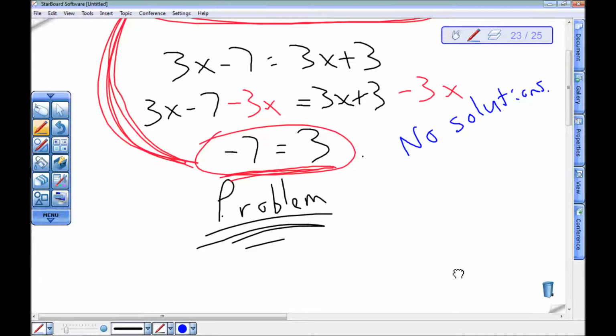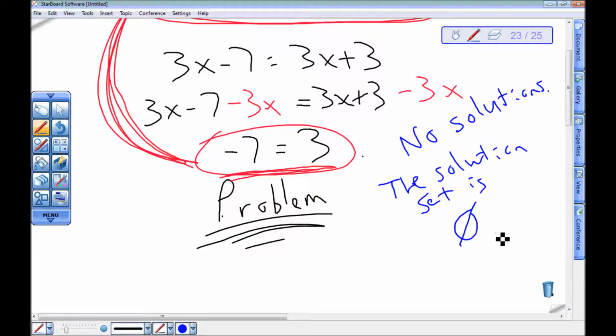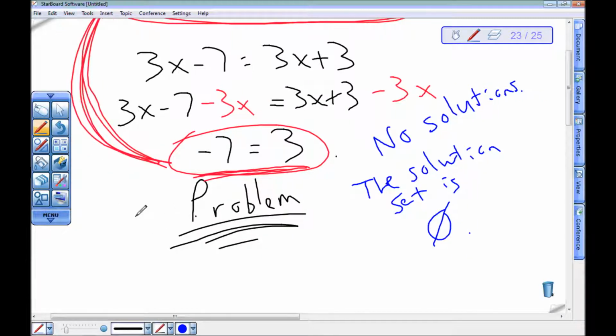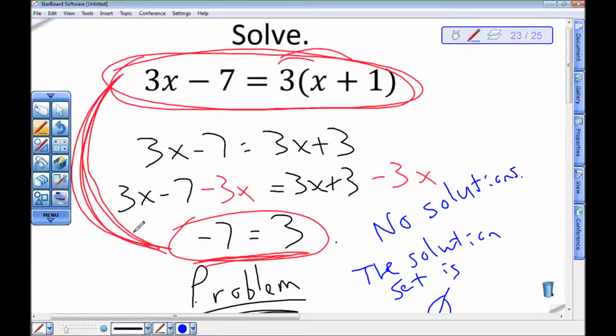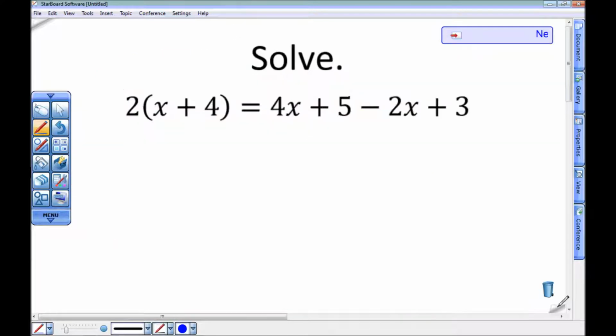And if I wanted the solution set, the solution set is the set without anything in it, or the empty set. Okay? This equation has no solutions because it's equivalent to an equation that definitely has no solutions. Obviously has no solutions. Nothing I pick is going to make negative 7 equal 3. Okay, let's do another one. This must be another kooky one, so let's see what happens.